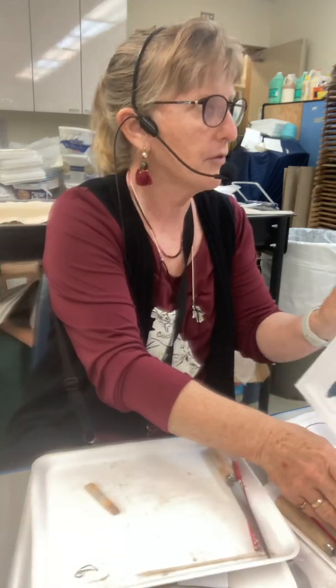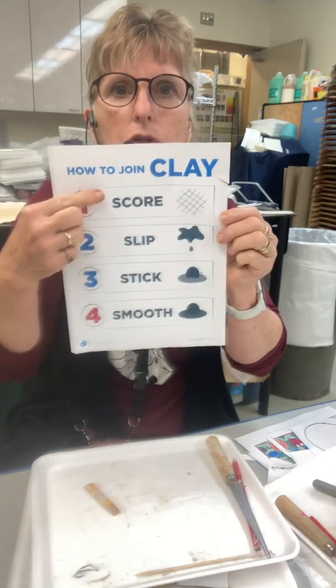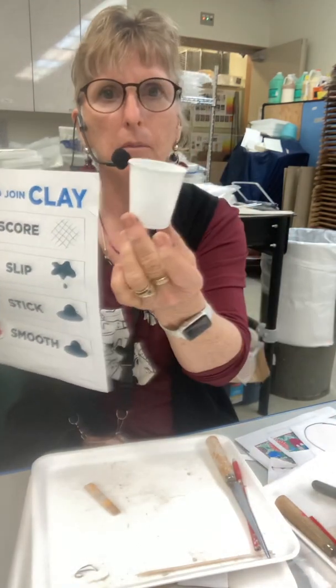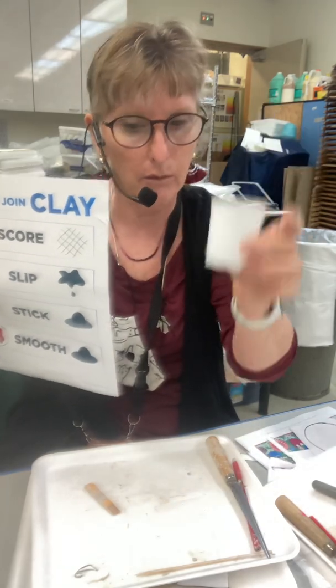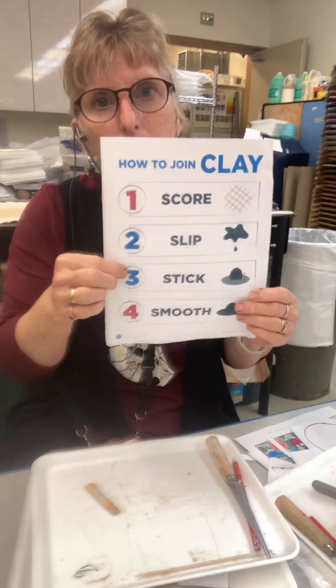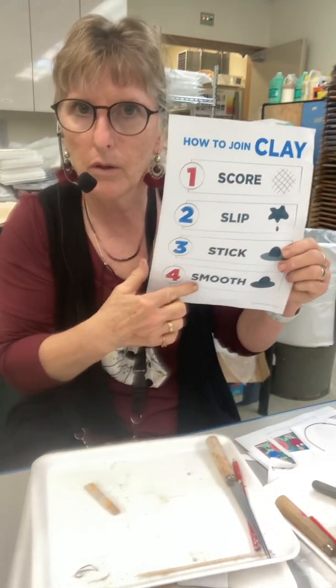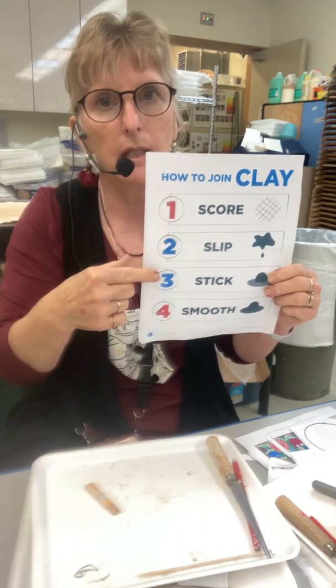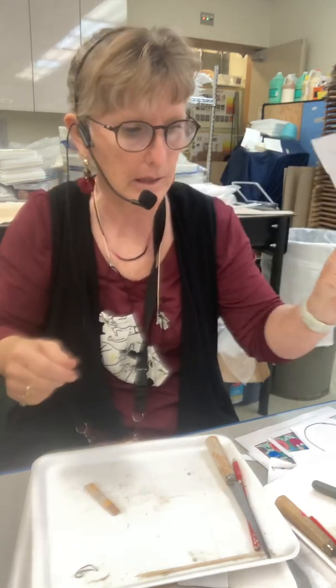So the steps for creating with clay are to score, to slip, and we're each going to get a little cup and put some water in it. Not a lot of water, just a little bit of water. And you want to stick. You want to score, slip, and stick. And then, of course, smooth. But the really important pieces are score, slip, and stick. You have to really press your pieces together.